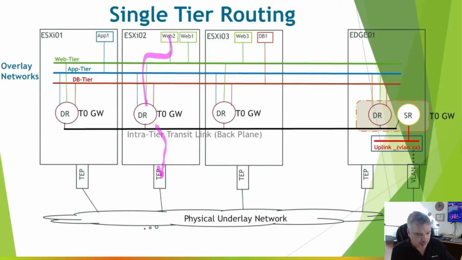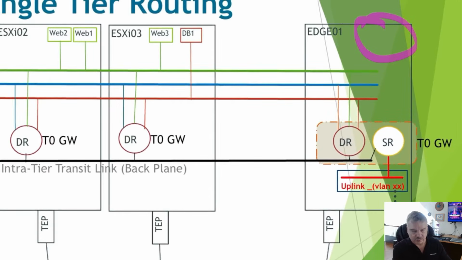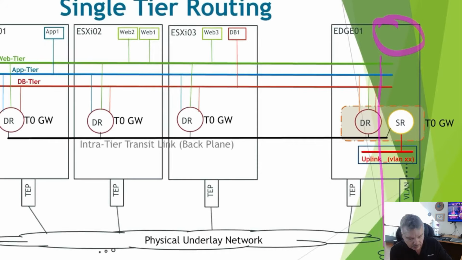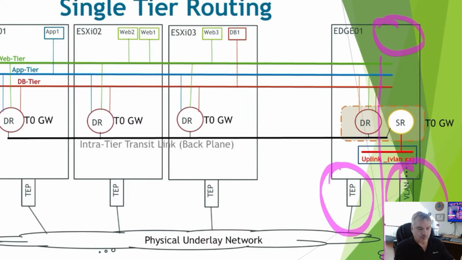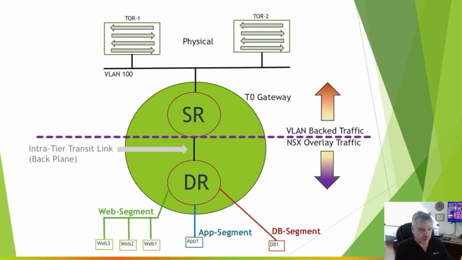Then it hits the TEP and gets encapsulated. I'll use a different color. It hits the edge's TEP. The edge TEP decapsulates it and then sends it over. At this point, it's at the SR. Then the SR will route it out to the outside world. Notice again, this is VLAN. So this is kind of the important part right here. You see your edge node, whether it's physical or virtual, has a connection to an overlay network and a VLAN network, okay? So how do we set all that stuff up is basically what we're talking about, okay?